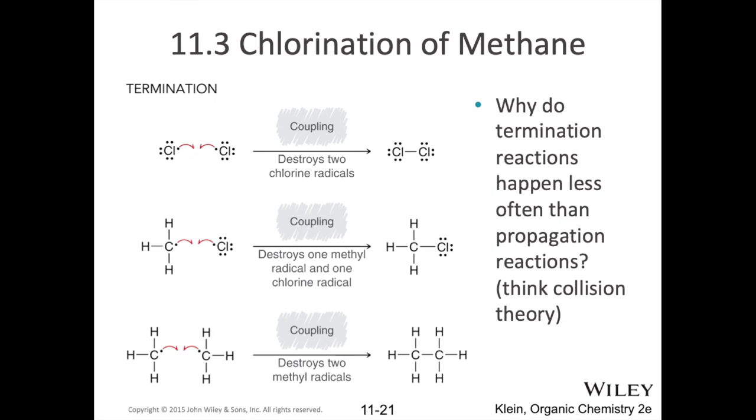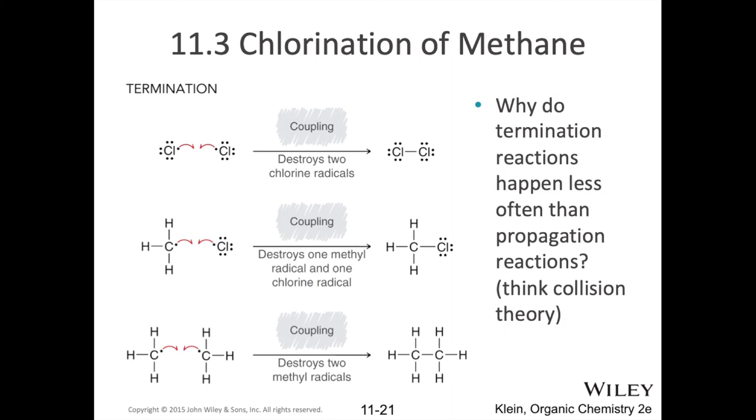Finally, we come to the termination step, where two radicals have to couple together and become a molecule that's neutral and therefore unreactive. It's just a product. Okay, so what are the products we get in the termination step? Obviously we get the bulk of our product from the propagation step. I pointed that out earlier, right? In each step of the propagation, we get one of each of our two reactants.